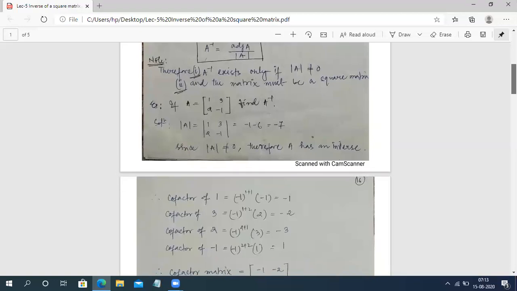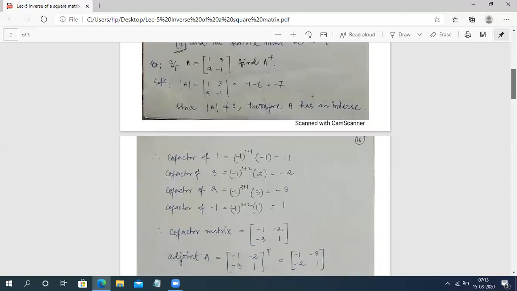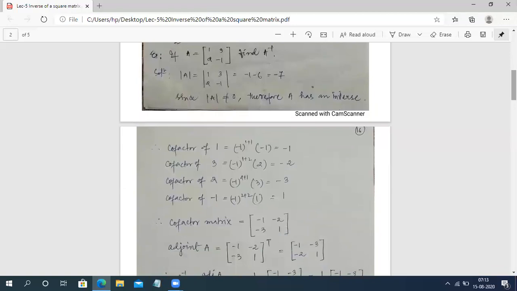Now we need to find the adjoint of the matrix A. For that, we have to find the cofactors of all the elements. Since this is a 2 by 2 matrix, it has 4 elements, so we need to find 4 cofactors.